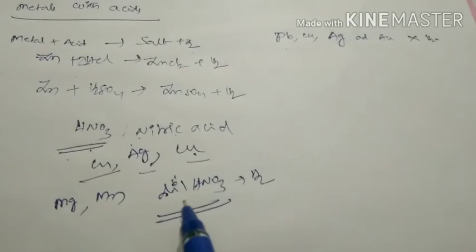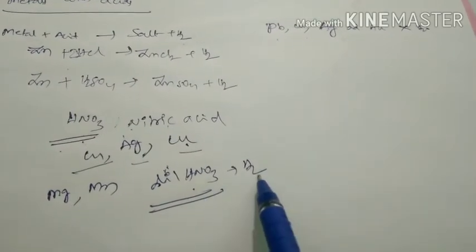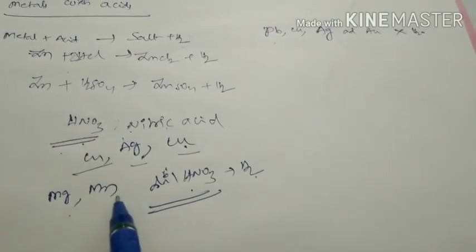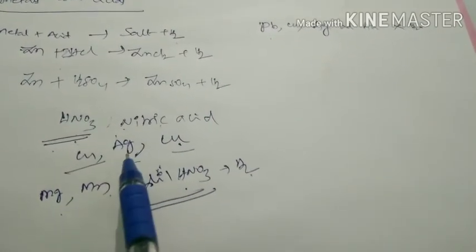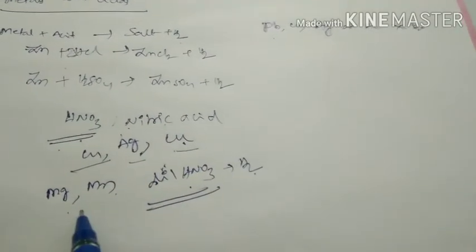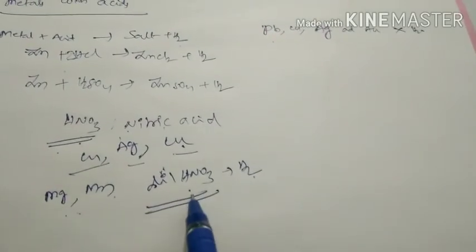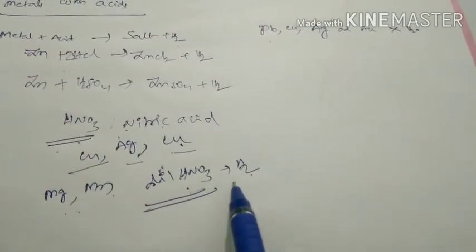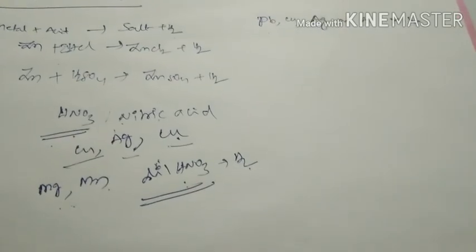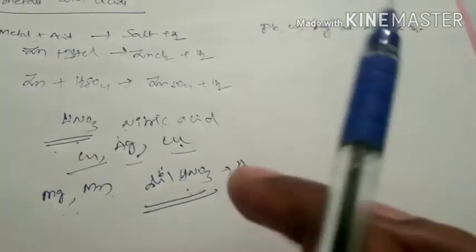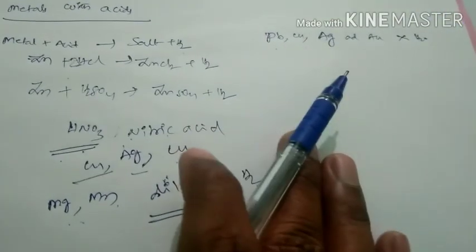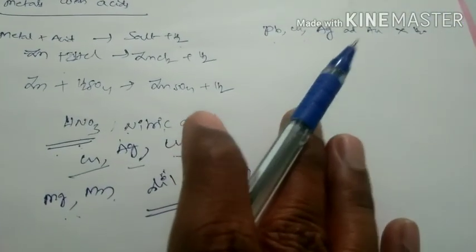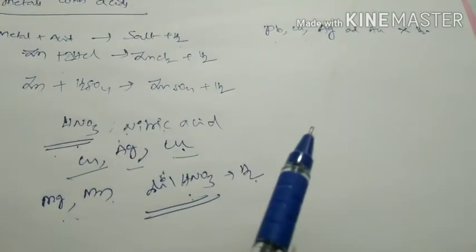So, a very important point: which metals react with dilute HNO3 and liberate hydrogen gas? Magnesium and manganese. When these metals react with dilute HNO3, they liberate hydrogen gas. So these are the properties of metals and non-metals.